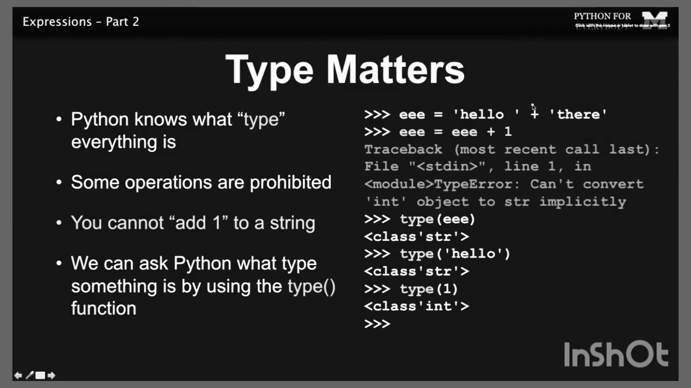So I have now concatenated hello in there, and Python's perfectly happy to do that, and then I stick that in EE. And now I say I want to add 1 to it. And it looks to its left, looks to its right. This is a string, and this is an integer. And Python says, I don't know how to do that. Python could know how to do it, but it's chosen not to know how to do that. And so you get the dreaded traceback.